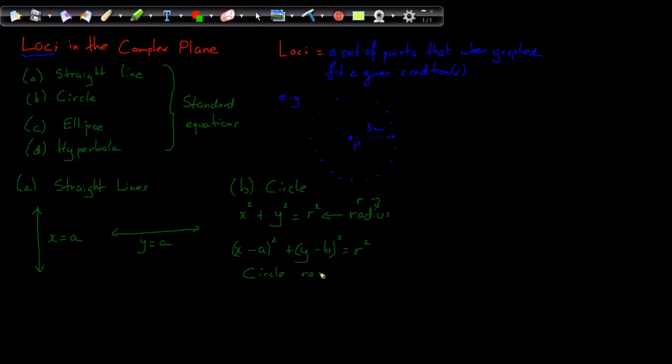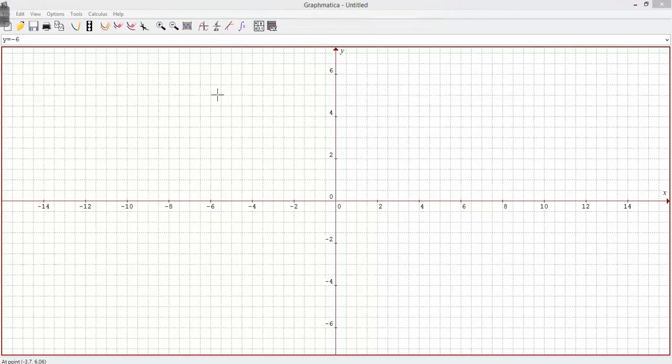The radius is still going to be equal to r, but the center of the circle has moved, and the center will be at a, b. Right, so let's go and have a look at that, just demonstrate that that's true.